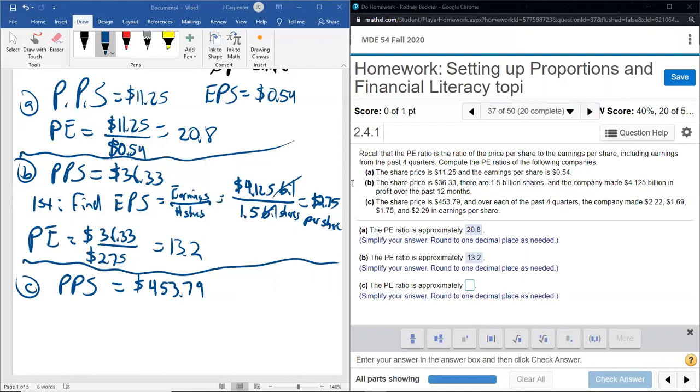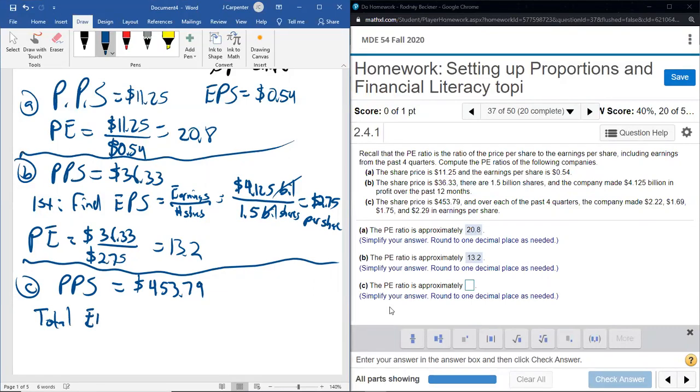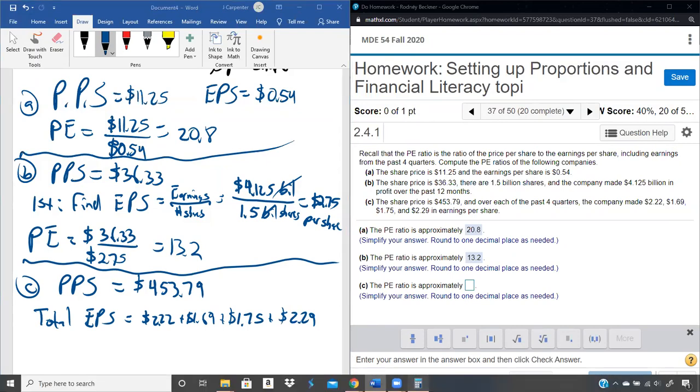Well, it's actually pretty easy. You just add all 4 of those up. If they earned this much the first 3 months, this much the next 3 months, this much the next 3, and the next 3, if you add those up, you'll get your total earnings per share over the entire year. So the total earnings per share is just 2.22 plus 1.69 plus 1.75 plus 2.29.